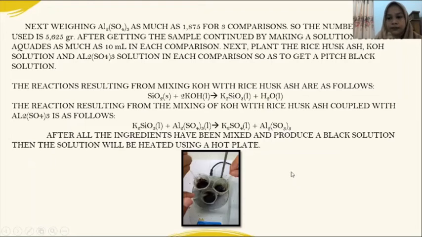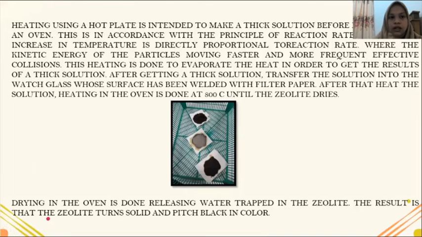After all the ingredients have been mixed and produce a black pitch solution, the solution will be heated using a hot plate. Heating using a hot plate is intended to make a thick solution before heating using an oven. This is in accordance with the principle of reaction rate, because the increase in temperature is directly proportional to reaction rate, where the kinetic energy of the particles moves faster and there are more frequent effective collisions. The heating is done to evaporate the water in order to get a thick solution.